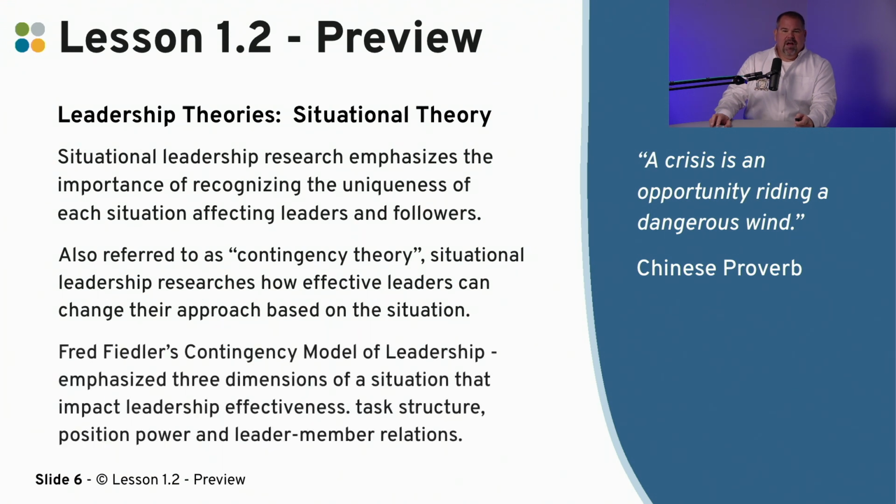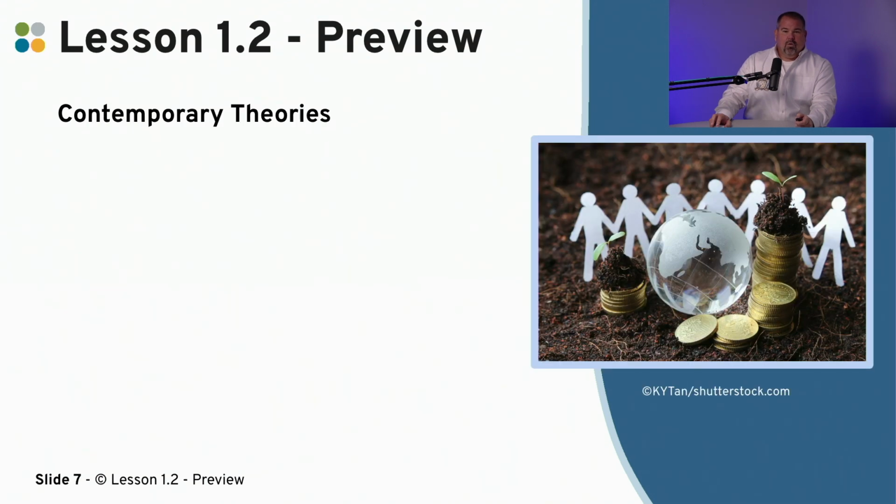Lesson 1.2 explores Fred Fiedler's contingency model of leadership, which advanced the research on leadership by emphasizing 3 dimensions of a situation that impact leadership effectiveness: task structure, position power, and leader-member relations. Research into situational leadership complements trait and behavior research discussed earlier and has led to contemporary theories of leadership that attempt to better understand the concepts of followership, servant leadership, and dispersed power.